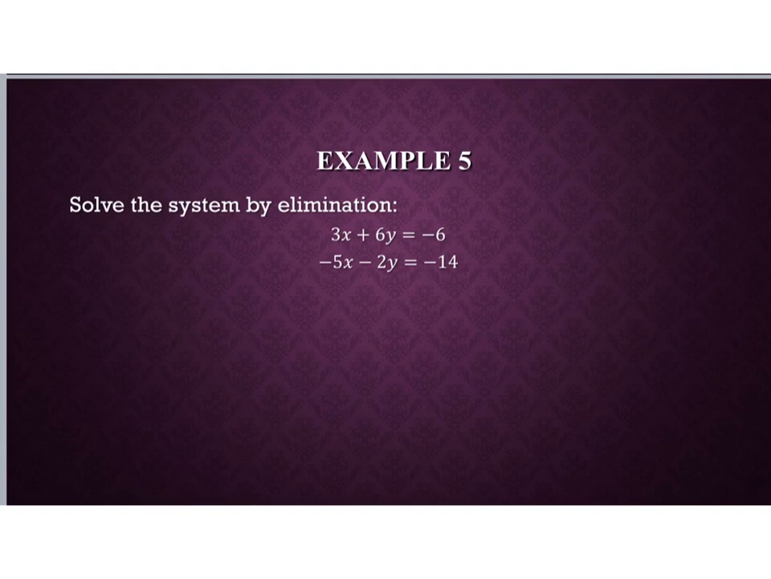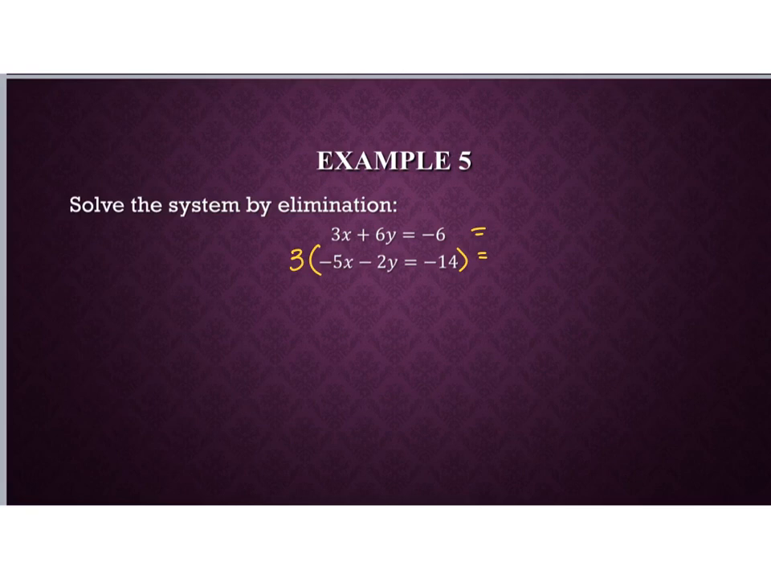For our next example, we have 3x plus 6y equals -6, and I have -5x minus 2y equals -14. So when I see that I don't have any common coefficients, what I do is look to see, can I multiply one equation and make it turn into the other coefficient? In this case, I can't make the x's go easily, but I can make the y's go easily. And I notice right away, if I multiply my bottom equation by 3, that's going to give me a -6y on the bottom and a +6y on the top.